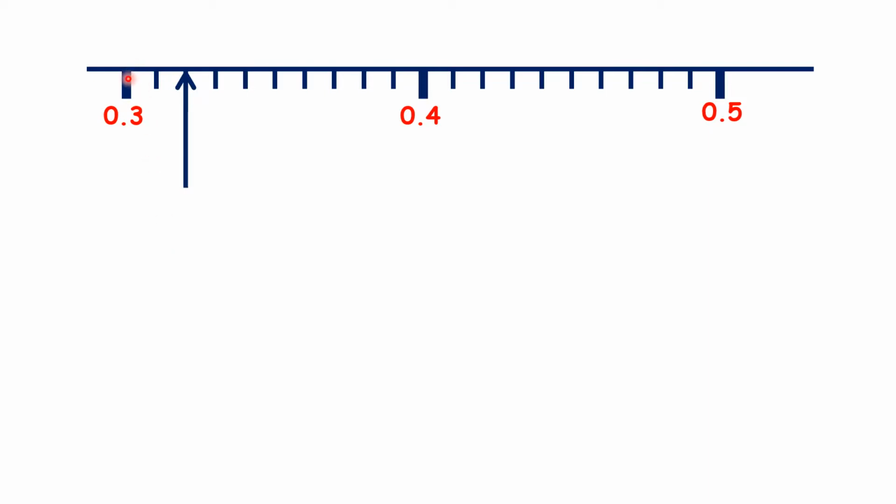Now, because there are 10 lines between each tenth, we need to use the next place value column along. We need to use the hundredths column. So the arrow is pointing to 0.32 because we have 3 tenths, and between tenths we have hundredths, and we're 2 along, so we have 2 in our hundredths column.